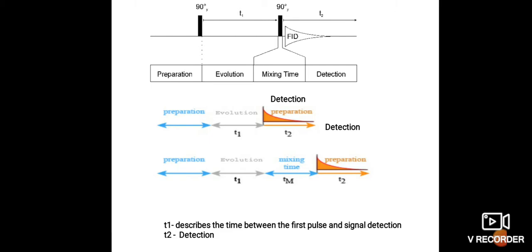Generally in one-dimensional NMR, we are going to have only preparation, evolution and detection phases. Whereas in two-dimensional NMR, we are going to come across preparation, evolution, mixing time, and then detection time. Here T1 is the time between the first pulse and the signal detection, and T2 is the detection time.